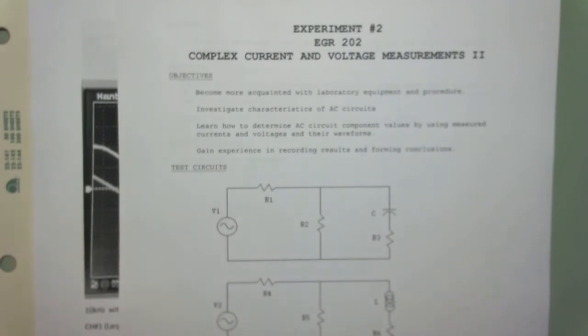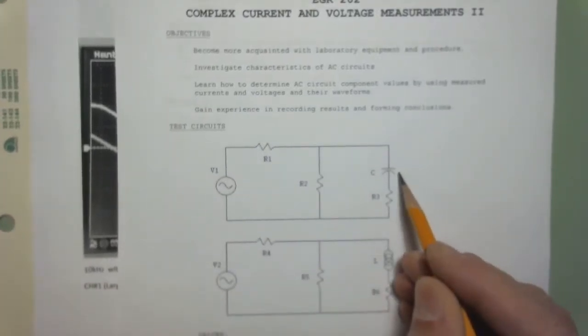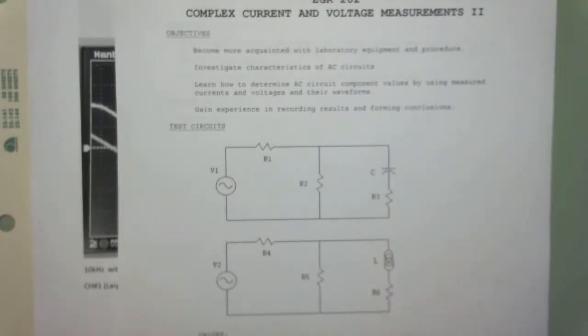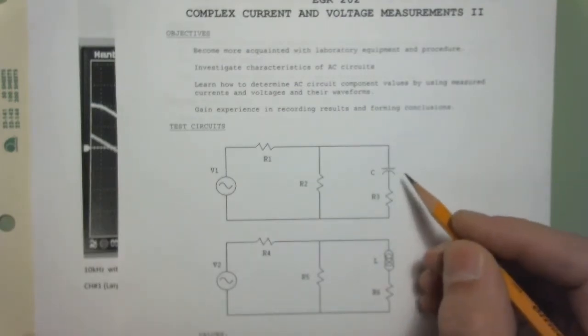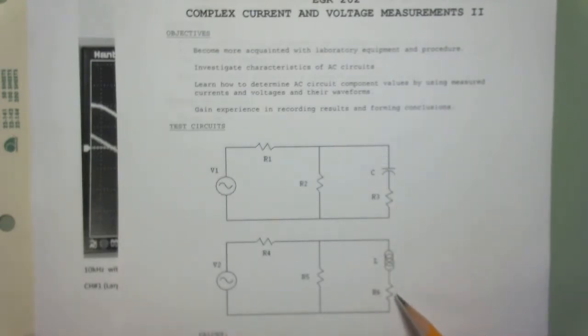This may not show up that great on camera, but I'm going to be sending hard copies of this to you, so I think that will hopefully help you with that. We're going to be looking at two circuits here. This circuit here with the impedance of a capacitor, and this circuit here with the impedance of an inductor. And really, we want to concentrate on just this last branch here with the capacitor and the resistor, or with the inductor and the resistor. So that's going to be what we're doing.